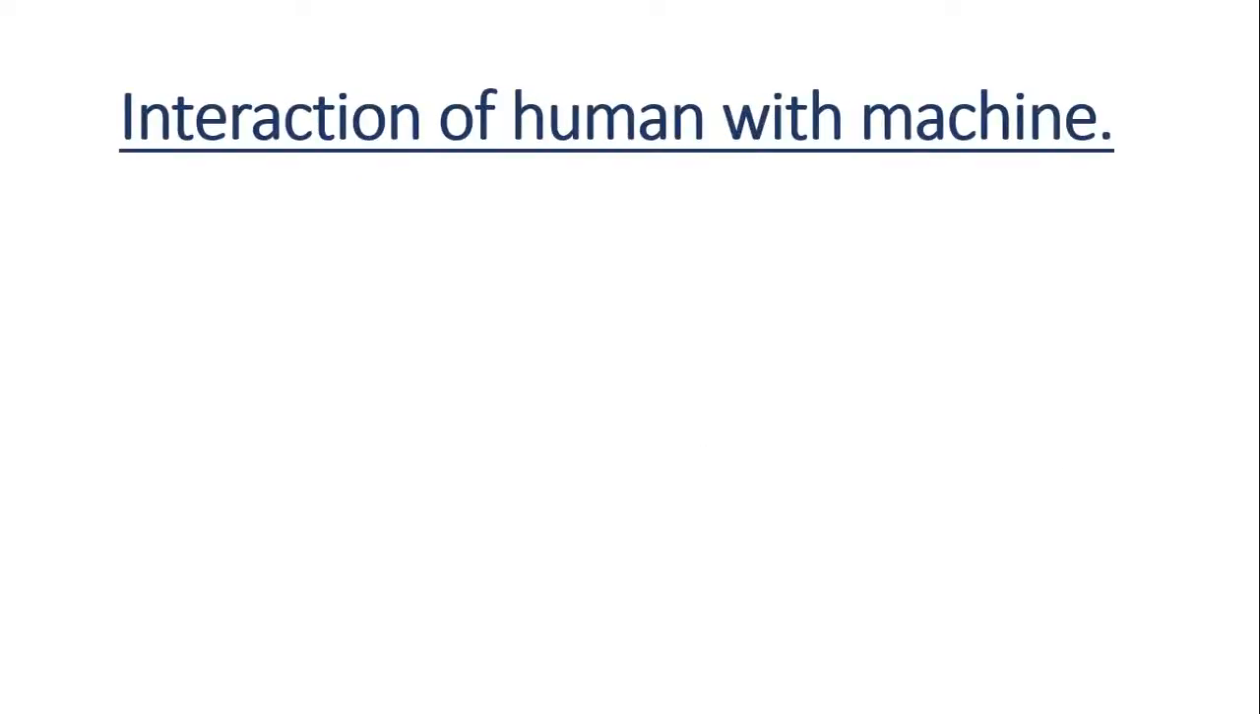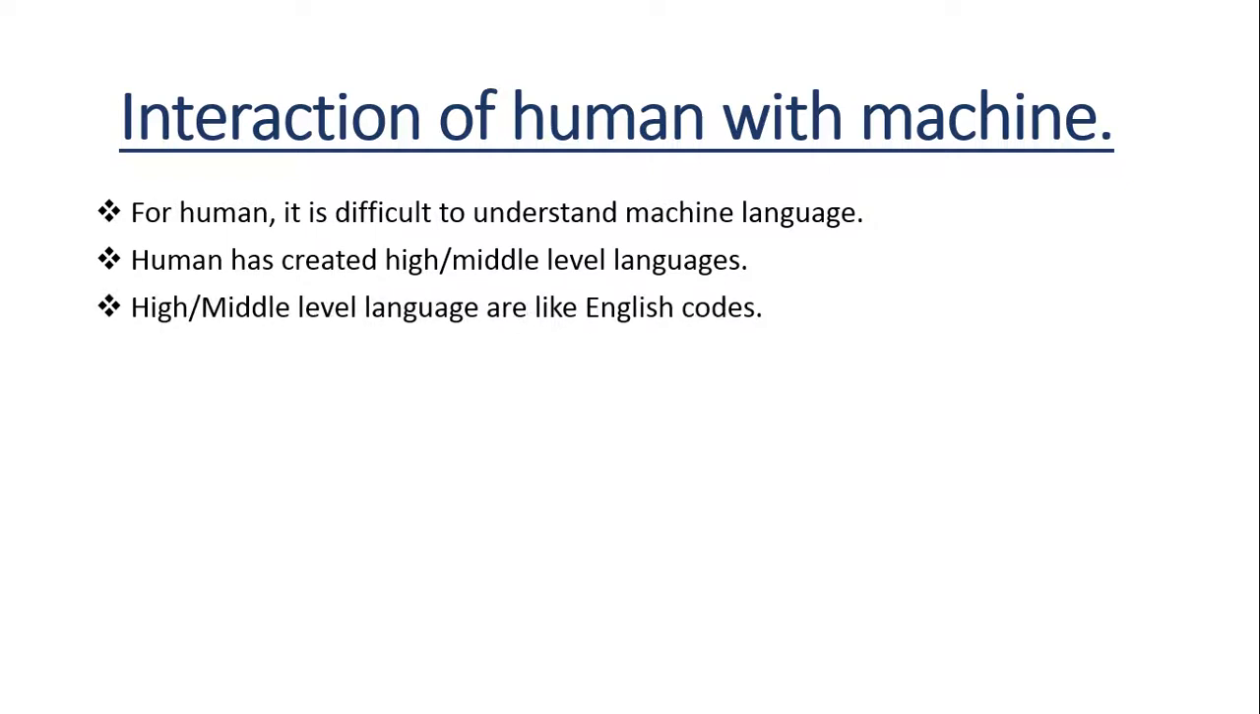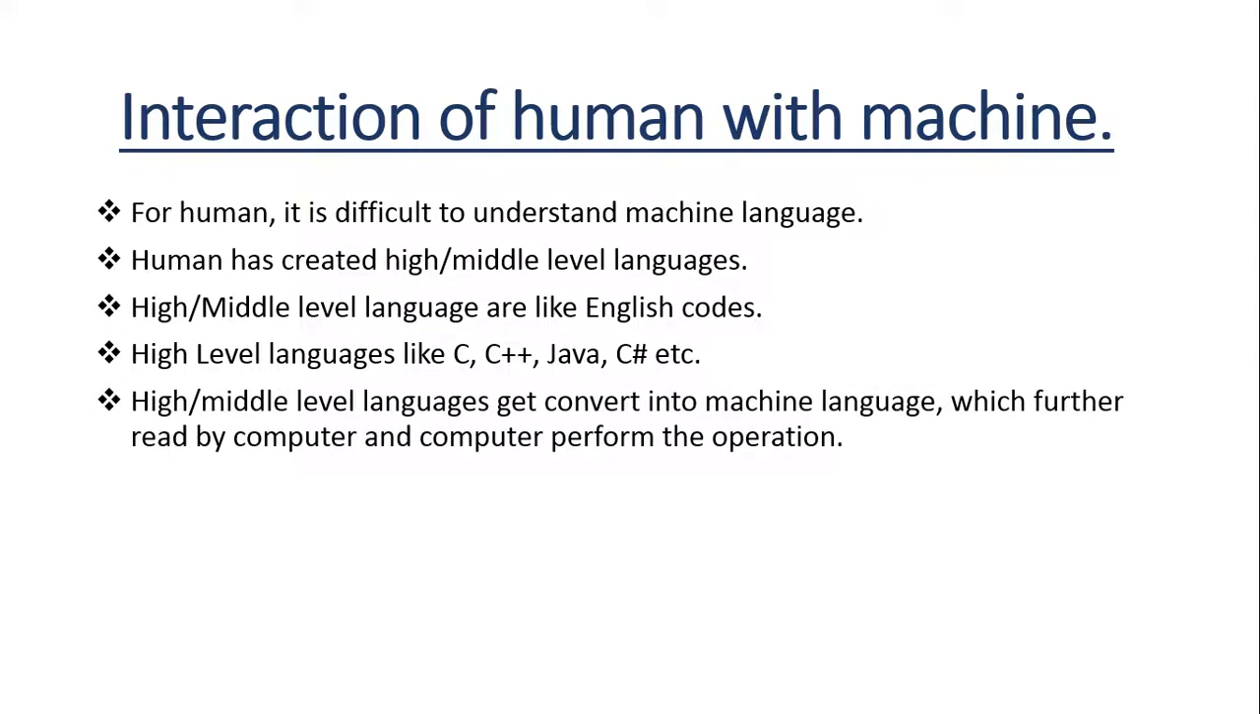But we cannot read machine language, or understand it, by just reading 0 and 1. So it is difficult for us to interact with the computer, because the computer understands machine language and we understand the English language. Since it is difficult, we have created high level or middle level languages. High level and middle level languages are like English codes which we have defined, such as C, C++, Java, C Sharp, etc. When we write code in high level languages, it gets converted into machine language. We are familiar with the high level language and the computer is familiar with the machine language.